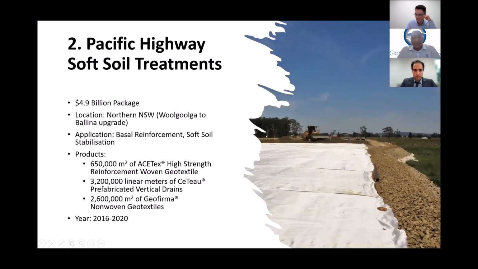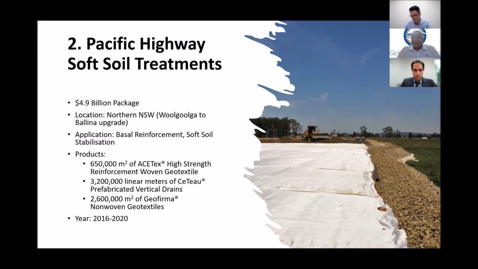The next project I want to talk about is the Pacific Highway soft soil treatment. This was quite a big project with many sections. It was a $4.9 billion package, located in northern New South Wales between Woolgoolga and Ballina. This incorporated the application for basal reinforcement and soft soil stabilisation.